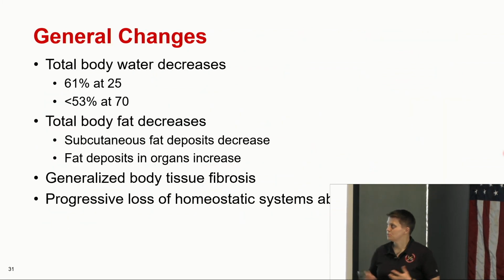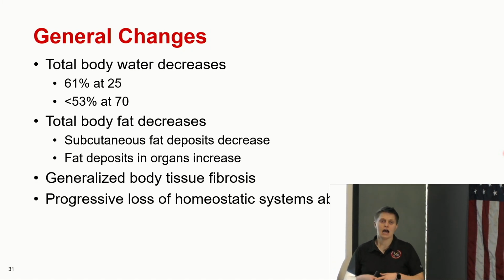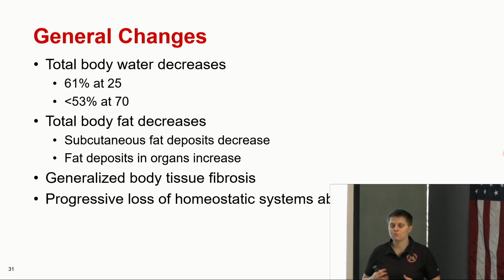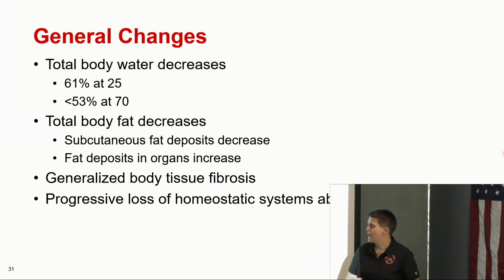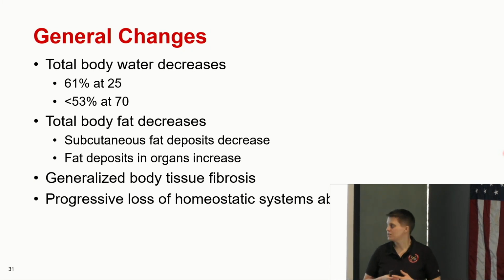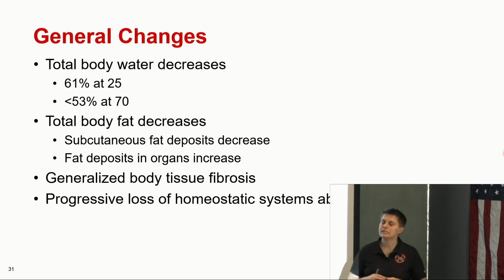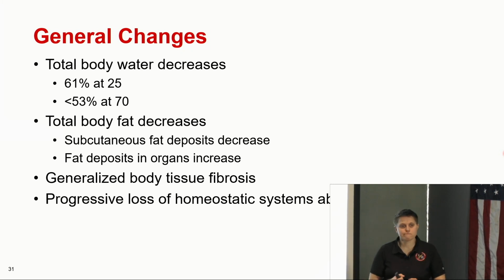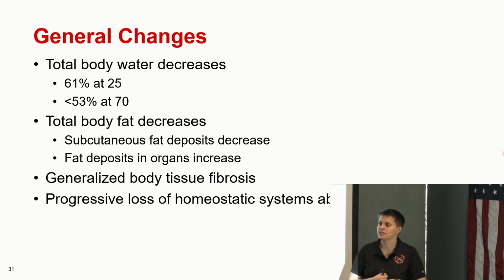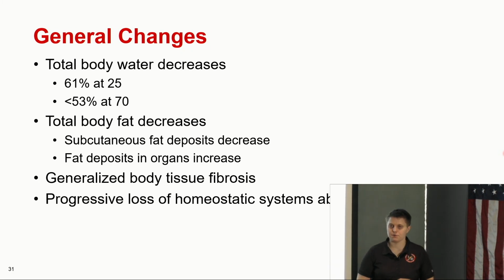Okay, so some general changes. Total body water decreases, total body fat decreases. Many of the body tissues are undergoing fibrosis or scarring, and a lot of this contributes to progressive loss of the homeostatic system's ability to adjust, right? So you don't have as much volume in your intravascular system, you can't control your temperature as well, and your tissues can't vasodilate or vasoconstrict, or your muscles can't tighten up as well as they used to, and so a lot of this impacts the hemodynamic system.